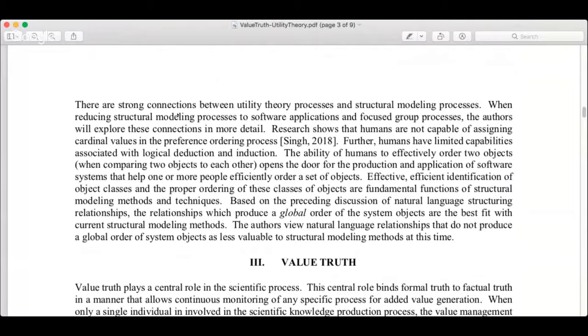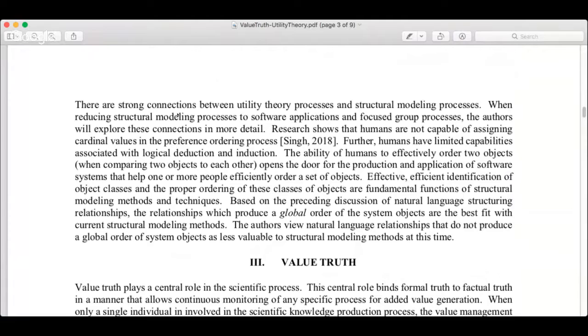An ability of humans to effectively order two objects opens the door to the production and application of software systems that help one or more people effectively order a set of objects. So if we're in the ordering process, and because humans have difficulty with cardinal assignment, then it's very important to make sure that you cover all of the combinations and all the permutations.